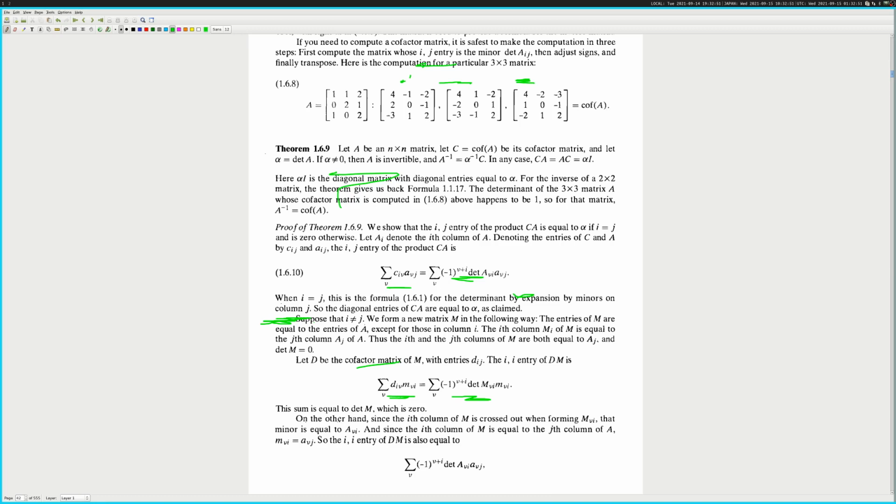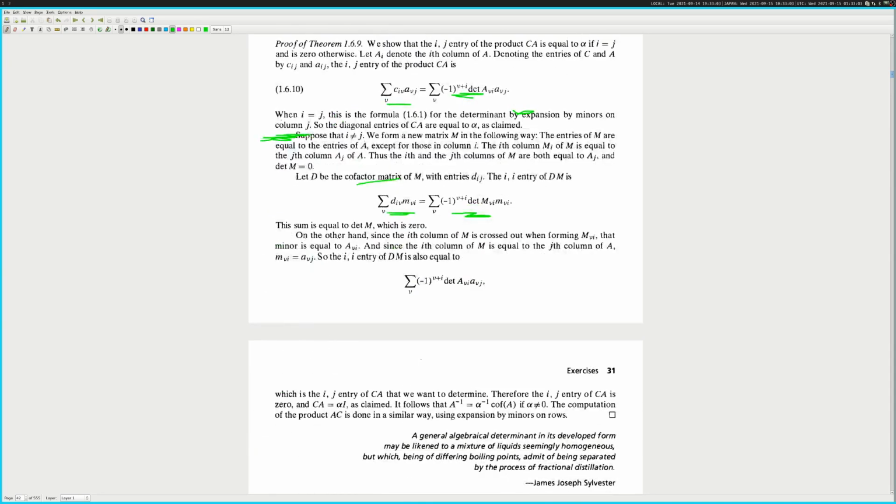So since the ith column of M is crossed out when forming M_νi, that minor is equal to A_νi. Since the ith column of M is equal to the jth column of A, M_νi is equal to A_νj, so the ii entry of DM... the ith column of M is crossed out. Okay, I understand that. Otherwise M is equal to A, so if you cross out that column from both of them, the resulting matrices will be equal. The ith M_νi is equal to A_νj. Okay, that makes sense.